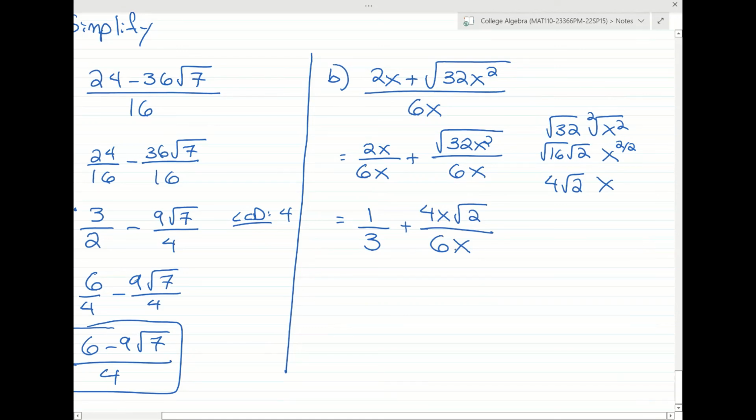Usually what we do is put the radical at the end. So 4 times x times square root of 2. Right, we'll just simplify here. 4 and 6 would just be 2/3. The x's would cancel. And then just to finish this, it would be 1 plus 2 root 2 over 3.